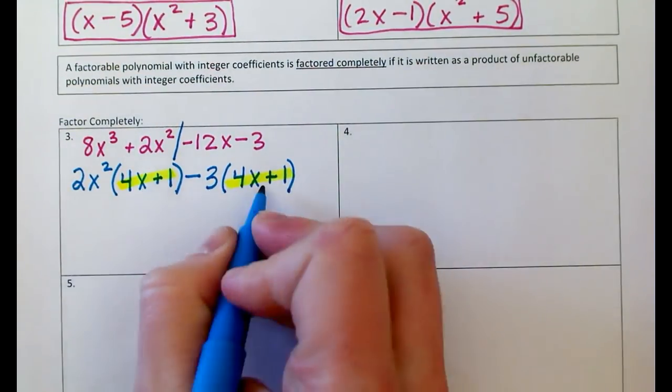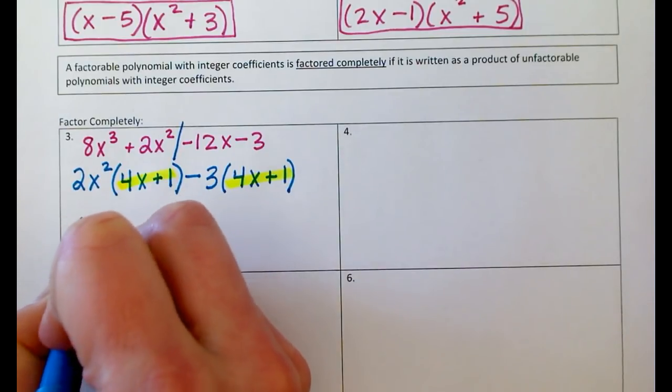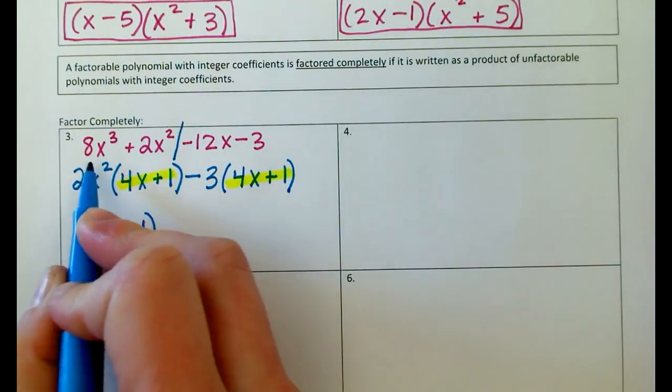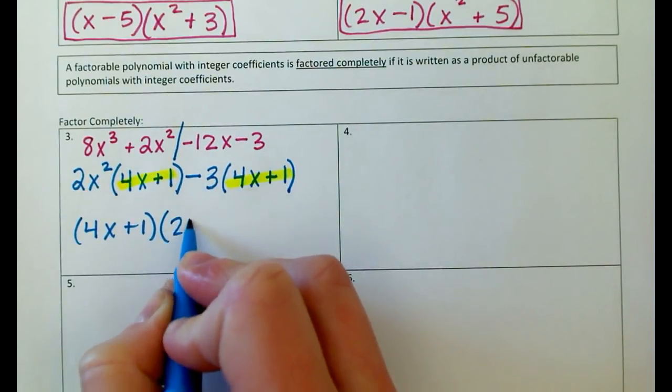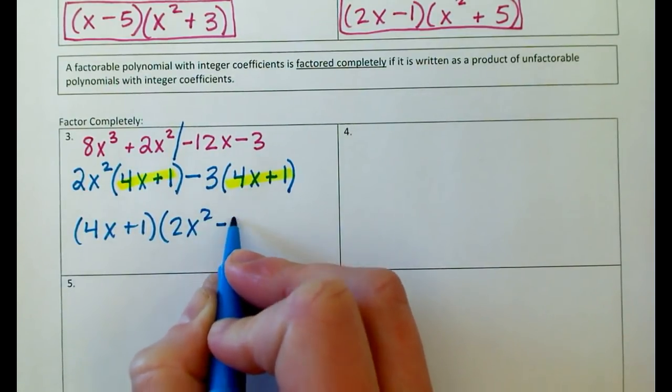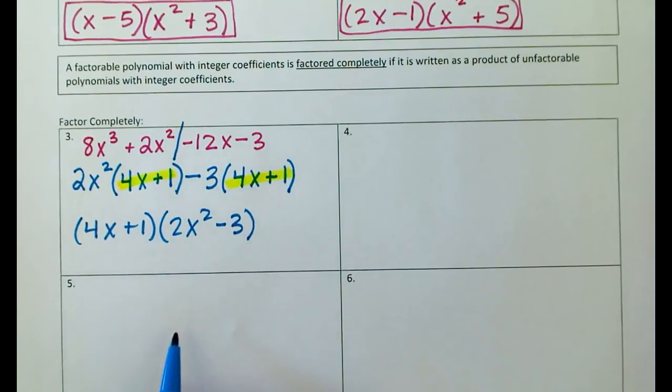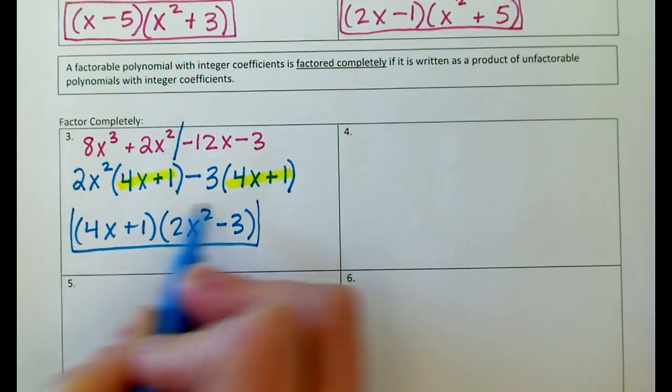My last step is factoring out that 4x plus 1, and then writing the terms that are left over, 2x squared minus 3. Noticing that all of these are fully factored, so this is completely factored.